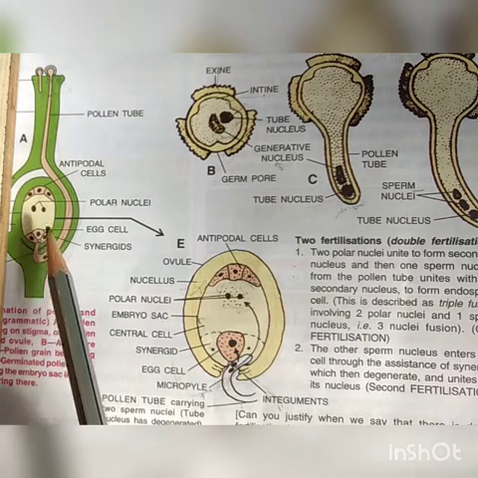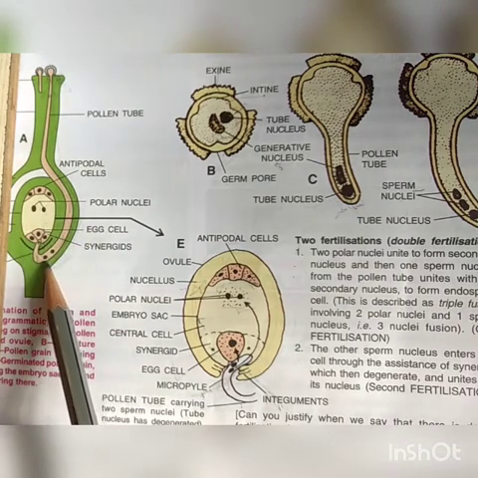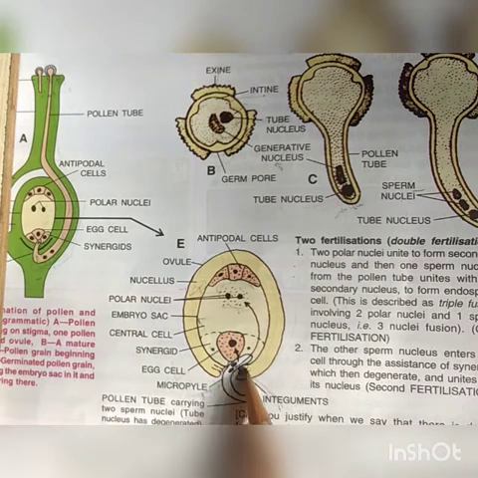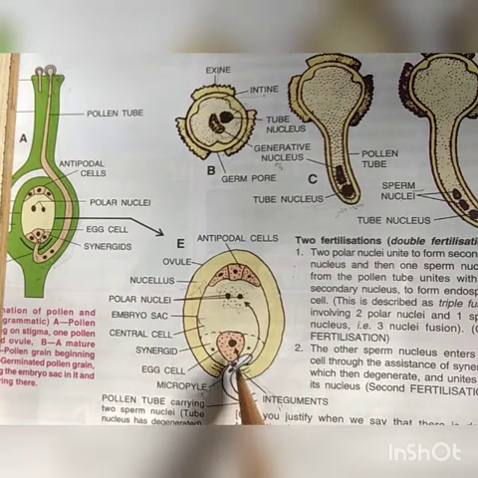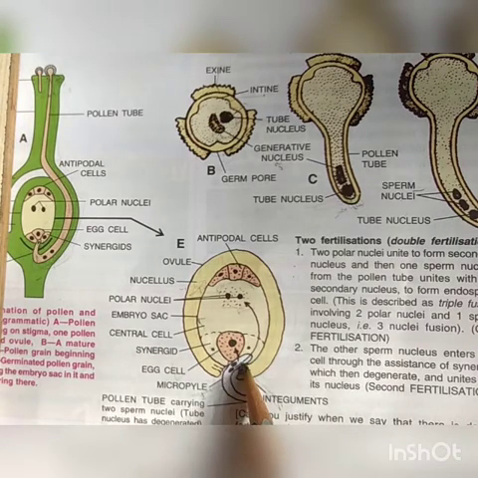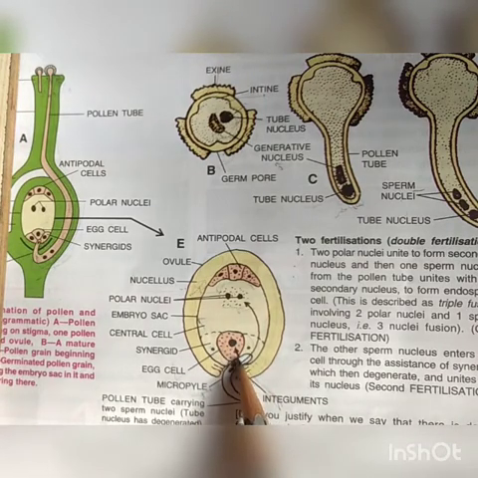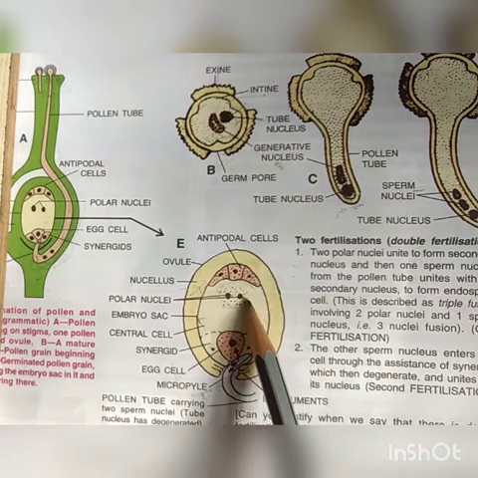Along with the tube, these two nuclei also enter into the ovule through the micropyle. A small pore, a hole, is there. With that, these two nuclei enter into it. I already explained this structure of the ovule in the previous class. So here, two nuclei are there. One nucleus is fertilized with the egg cell, and another nucleus enters into it.